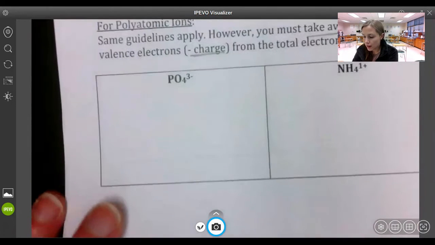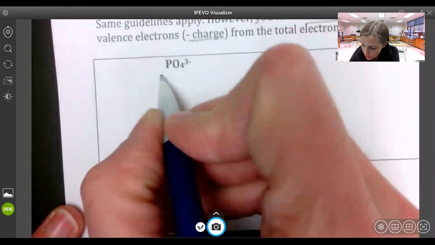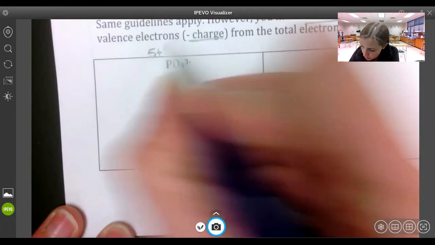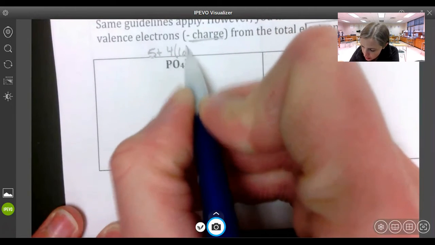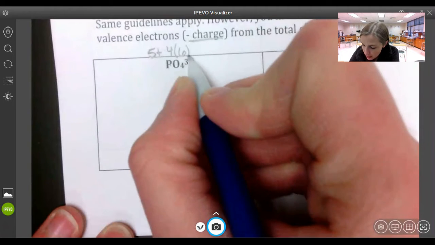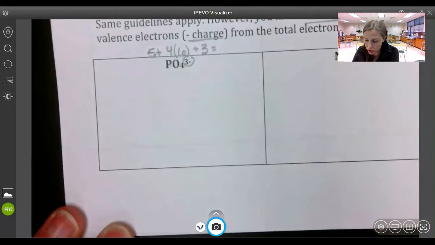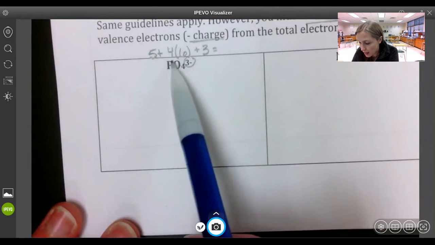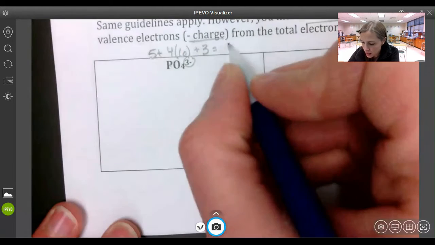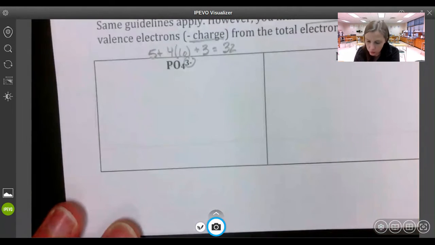So here we're going to look at the phosphate ion. If I add up my phosphate, I have 5, plus I have 4 oxygens that each have 6 electrons, and then I have a -3 charge, so I'm going to be adding in 3 additional electrons. So in this case, I have 24 and 8, so I'm going to have 32.